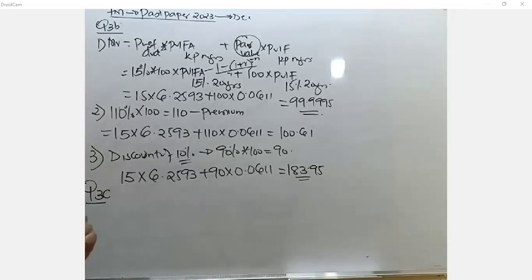The question should be to determine the value, by the way. It should be the value of the preference shares when they are being issued at par, at premium, and at a discount, right? Because if we are discussing the cost of the preference share capital, the cost, when the market value is issued that way.